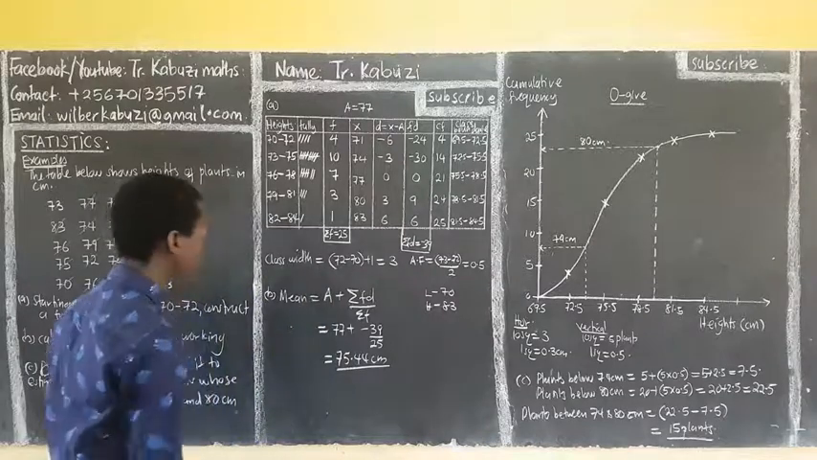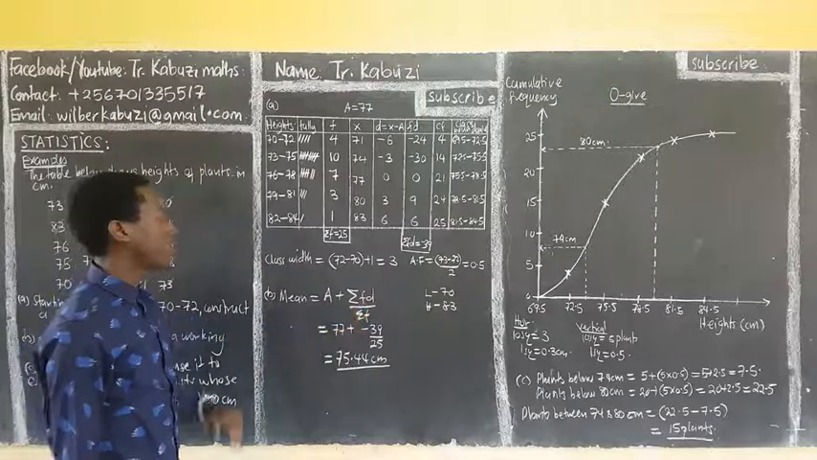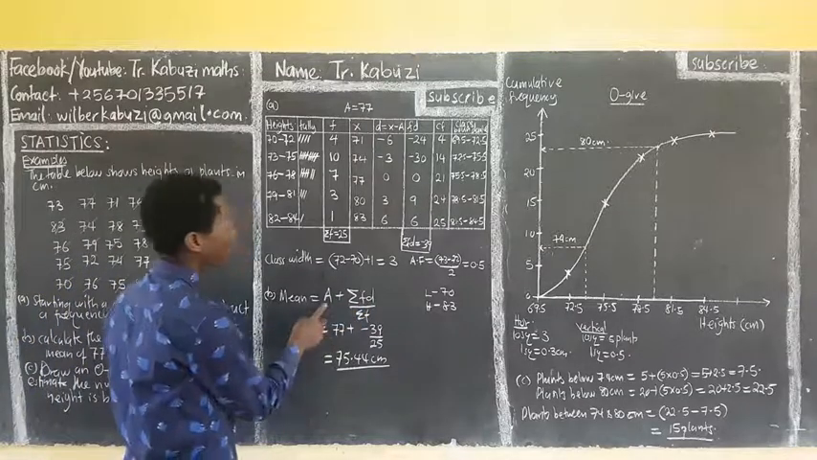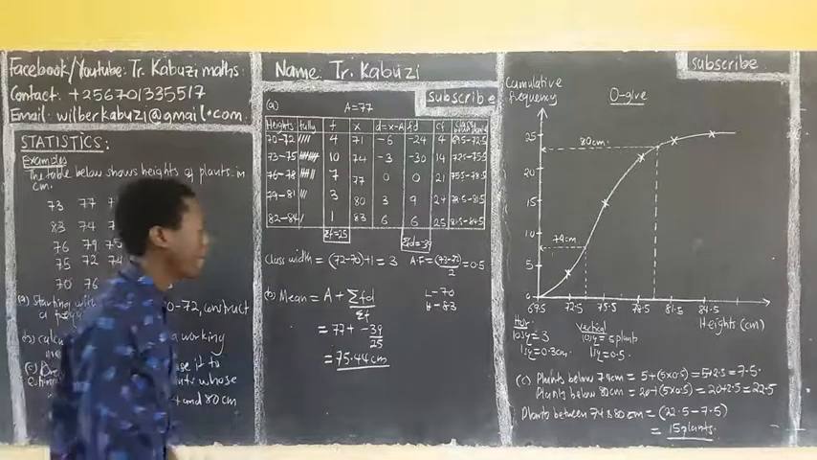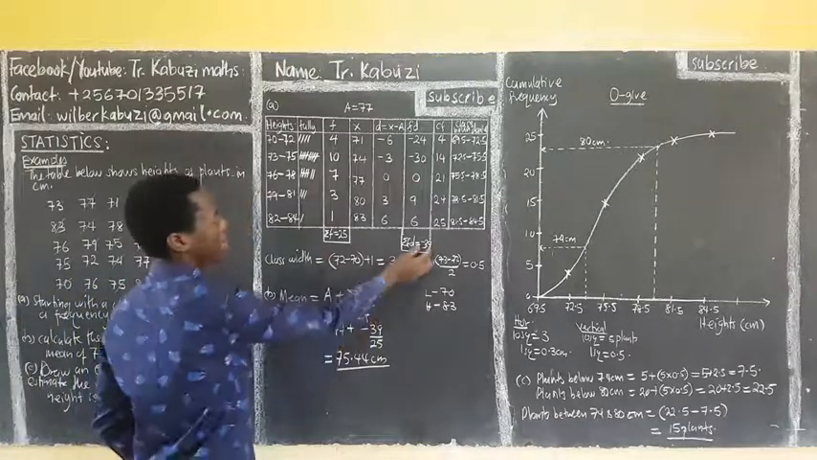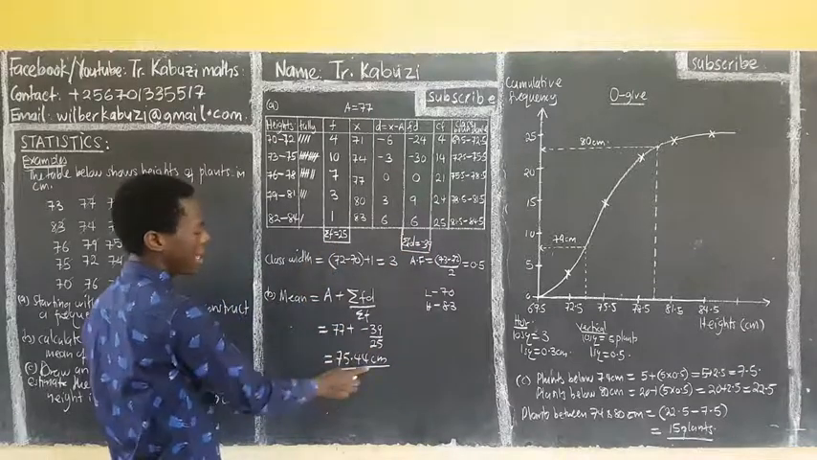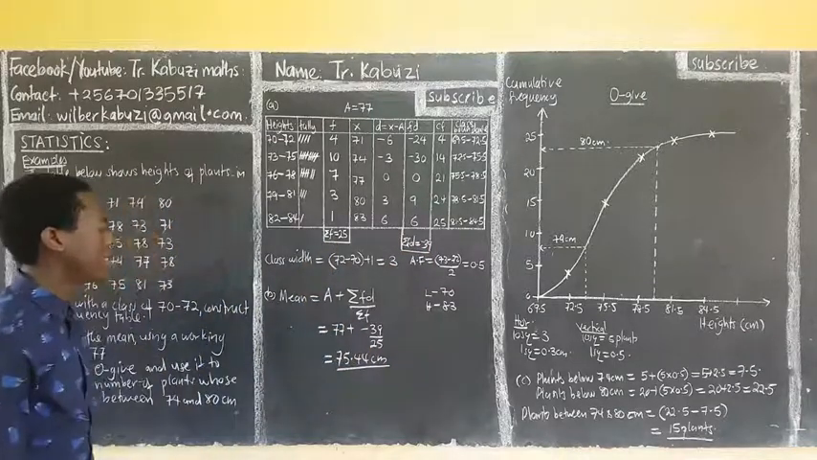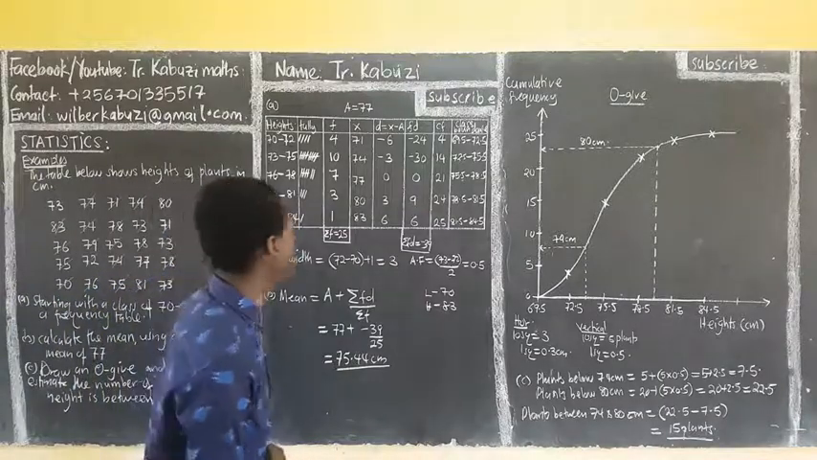So that's it. Then our mean is always A plus summation FD over summation F. So our A, the assumed mean they gave us in the question, was 77 there. Then plus this negative number, divided by summation F, which is 25. And that's the answer we get. You put their units. This one now is in centimeters because we are dealing with heights in centimeters.